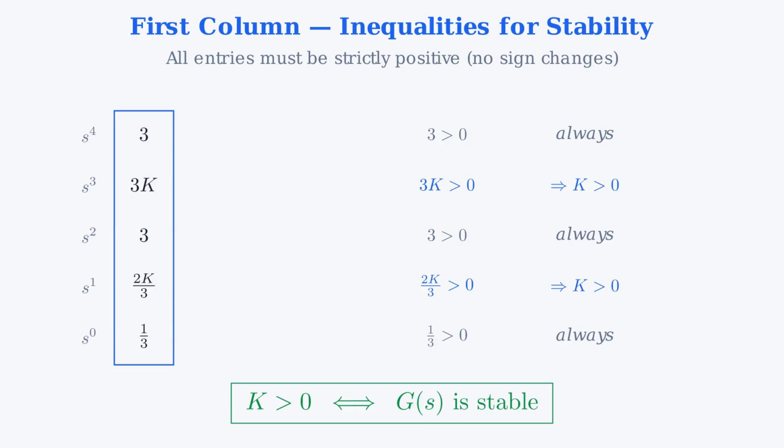2 of the 5 entries depend on k and both demand the same thing, k greater than 0. Combine with the necessary condition from stage 1, also k greater than 0. The two stages agree. Final answer. The transfer function g of s is stable for every k greater than 0 and unstable for every k less than or equal to 0. A clean parametric stability boundary at k equals 0. Above the boundary, all 4 poles sit in the open left half plane. At or below the boundary, at least one pole crosses into the right half plane and the system blows up.